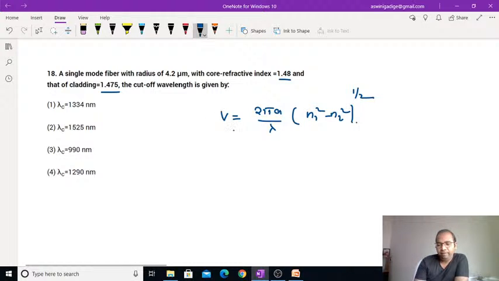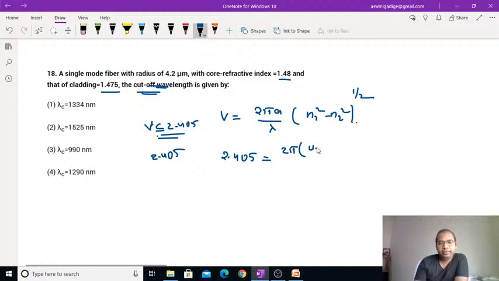And coming to the V number at the cutoff wavelength, we can take V as the normalized frequency also, right? So V must be less than or equal to 2.405 for single mode, and at the cutoff, this normalized frequency becomes exactly 2.405. Right? So 2.405 is equal to 2 pi.